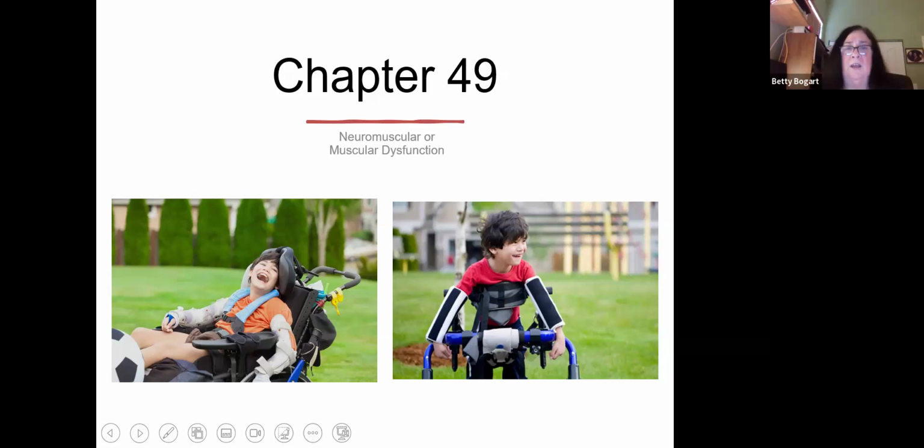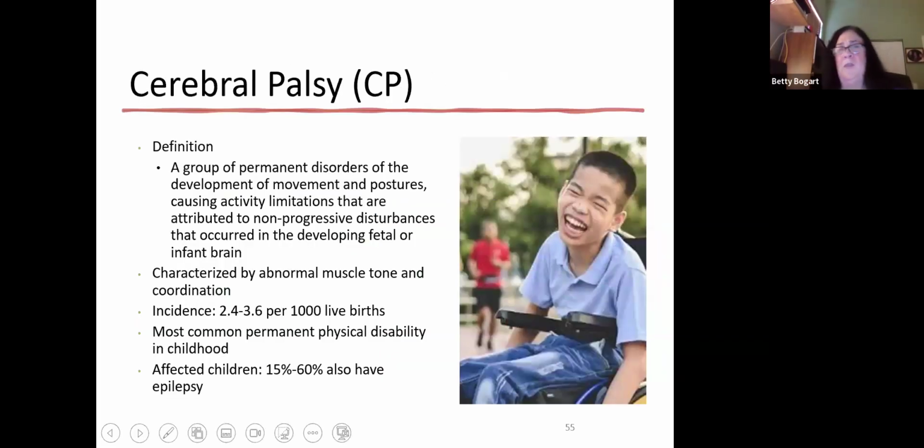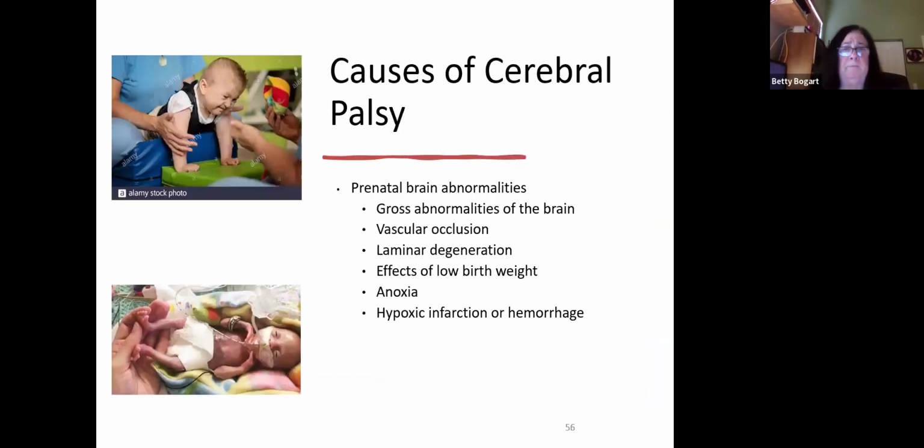All right. Neuromuscular dysfunction. So when we think of that, number one, what do we think of? We think of cerebral palsy. These children, you wonder how much they have in their brain, how much do they think, how much do they know, but how can they express themselves? Because what this is, it's abnormal muscle tone and coordination. They can't chew right, they can't move right, they can't walk right. Their motor just doesn't work the way that it should. Most common permanent physical disability.